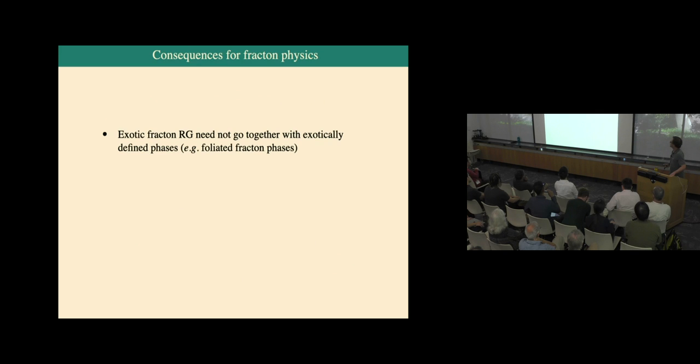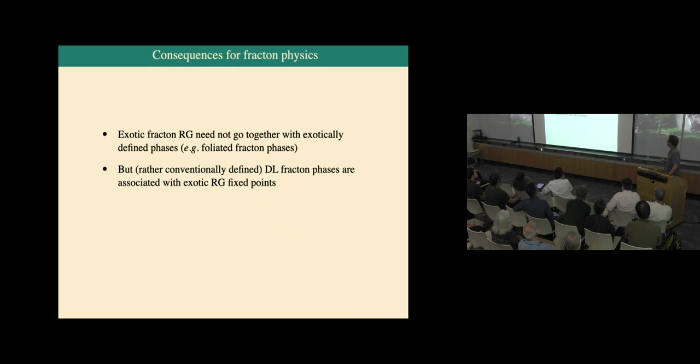Okay, good. So what are the consequences for fracton physics, just to summarize a little bit? Well, one point is that I think fracton RG is definitely exotic. I don't think we can really get away from that. But it doesn't have to go together with phases that are exotically defined, like foliated fracton phases. I do want to say that I still think foliated fracton phases might be useful and important, but not because we need them, but because they might help simplify our understanding as a higher level of structure, right? Just to cut down on this massive landscape of different fracton models.